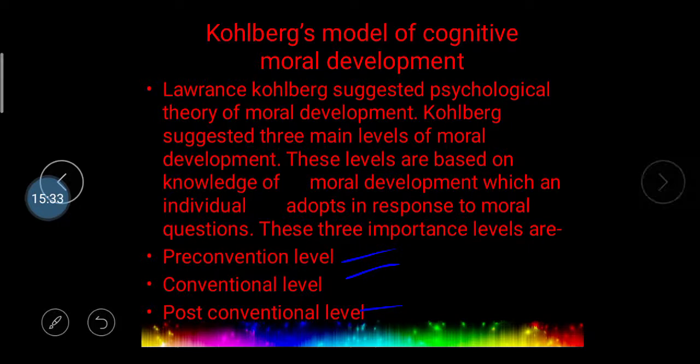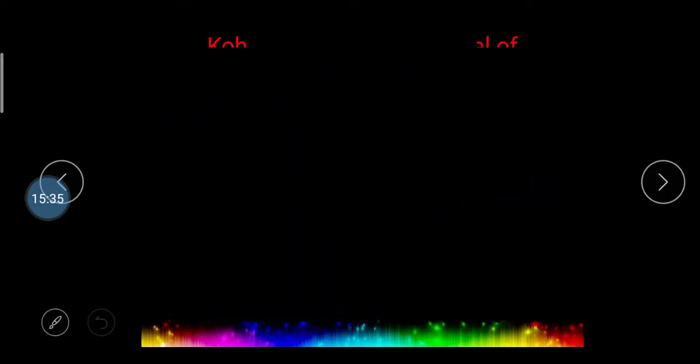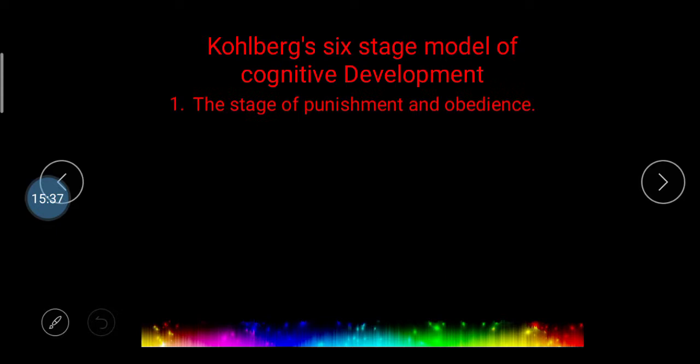Then after, Kohlberg's 6-stage model of cognitive development. So in the third part of the fourth, there are two topics remaining. In the first topic, there are the ethical theories. In this, there are the 6 stages of the model of cognitive development.